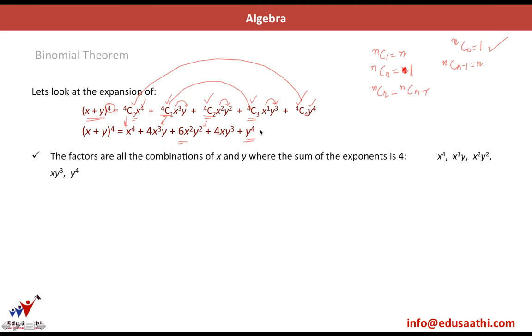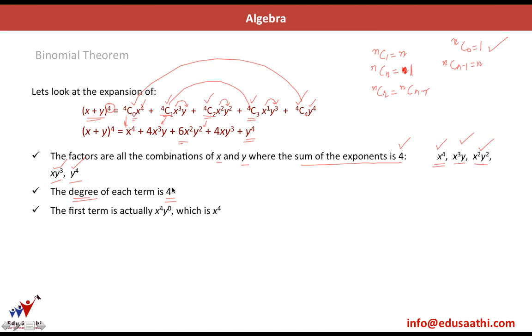So all the terms are combinations of x and y where the sum of exponents is always 4. x to the 4, x cube y, x square y square, x y cube and y raised to power 4. You start with the highest power of x, take one, give it to y, take one more, give it to y, and keep going till the time x is left with nothing. So the degree of each term will be equal to 4.